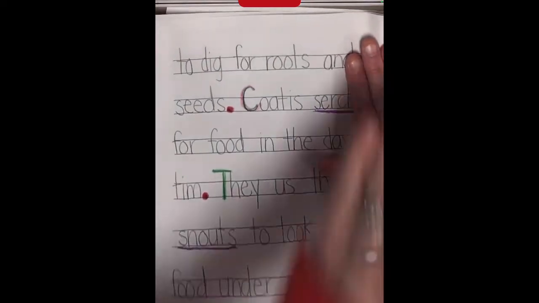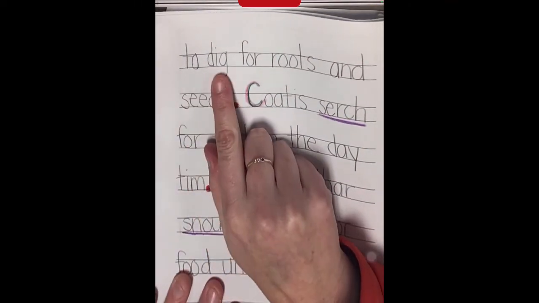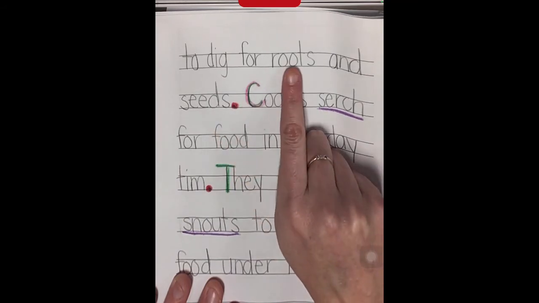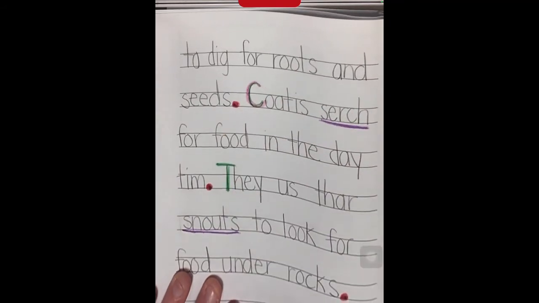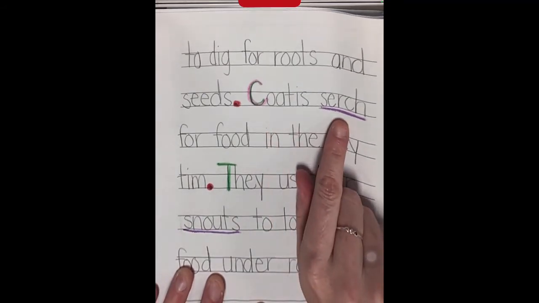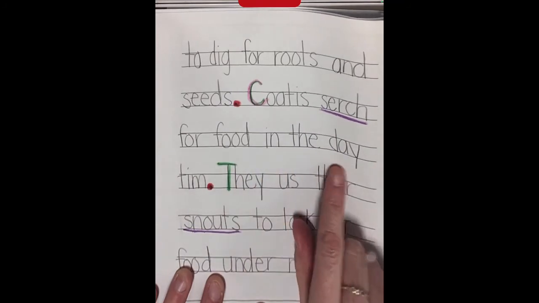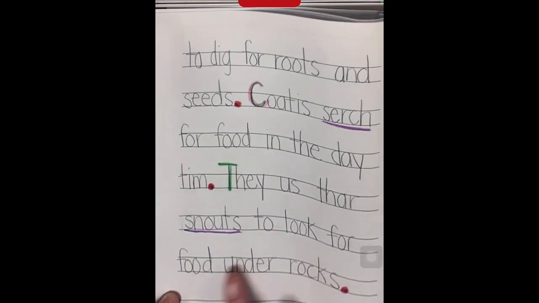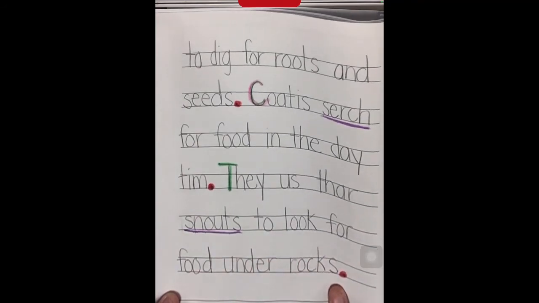They like to dig for roots and seeds. Let's see. Did I list more than 3 things? 1, 2. I only have two words there, so I don't need any commas. Remember, I only need commas when I list 3 or more things. Coatis search for food in the daytime. They use their snouts to look for food under rocks.